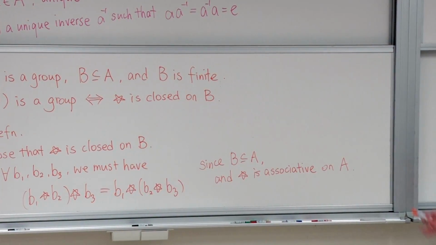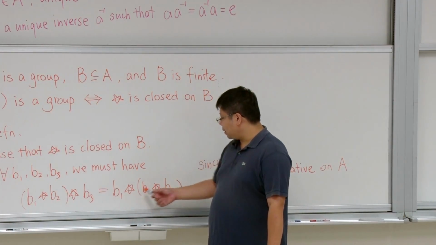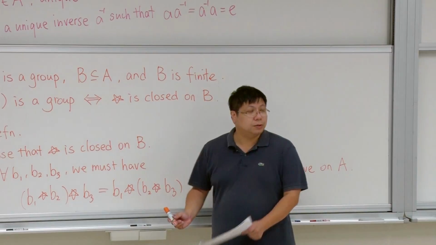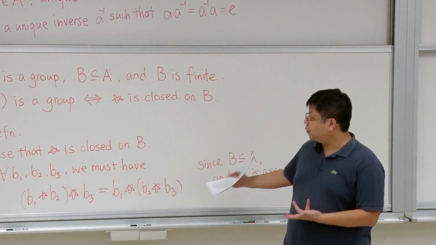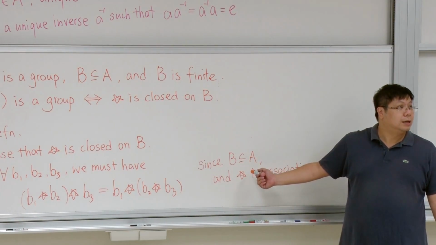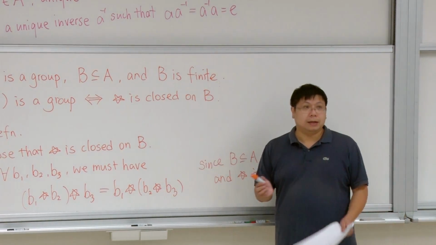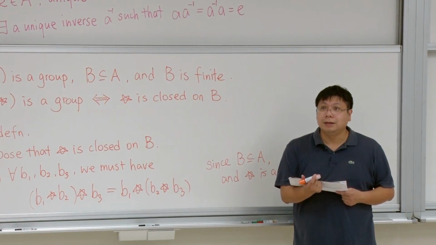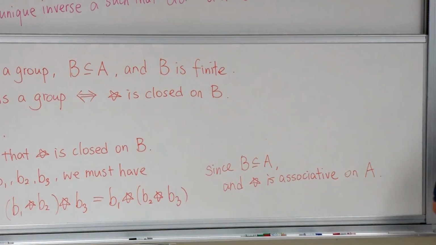Closure implies that (b1 star b2) star b3, and b1 star (the result of b2 star b3), are well defined. It is still in B, and they have to be the same, because they are all items from A originally. Star is associative on A, so these two have to be equal. Is that okay? Good. And now, what is next? We still need to show that the identity exists.